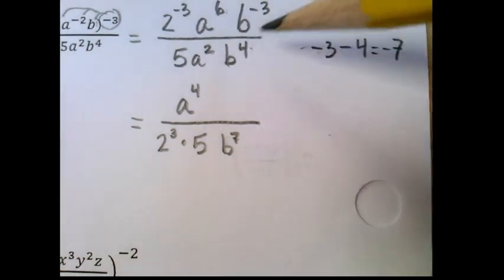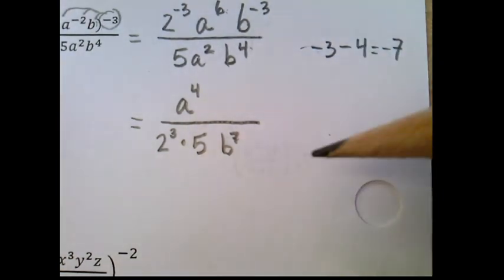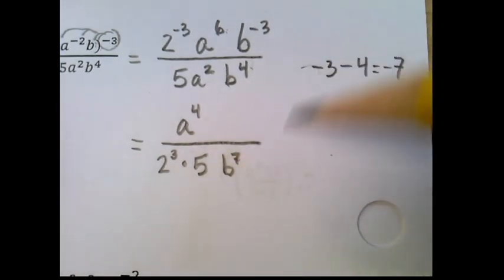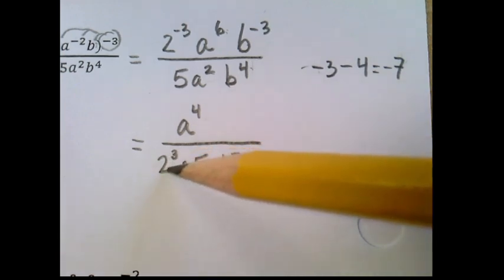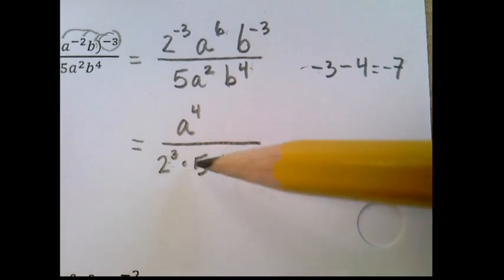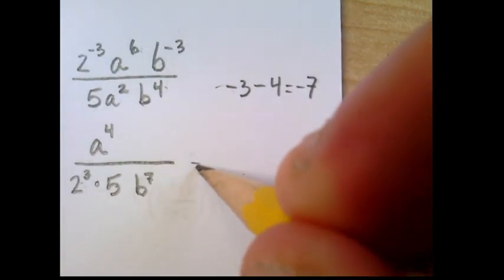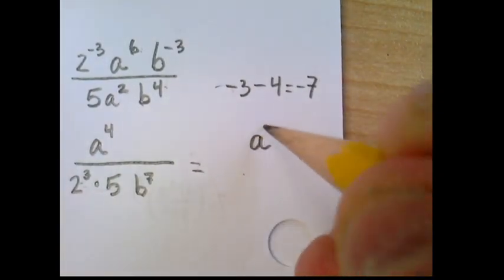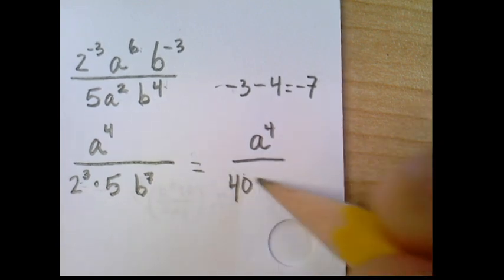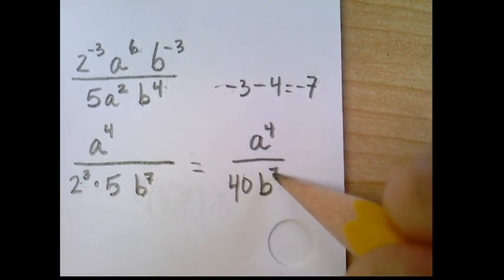And again, you could put that all in the numerator and then drop it down when it has that negative exponent right there. But again, you can just bring it down if you want to. Now we're not quite finished yet because I have to do this multiplication right here. So 2 to the 3rd, 2 times 2 is 4, times 2 is 8. 8 times 5 is 40. So my final answer is going to be this: a to the 4th over 40 b to the 7th.